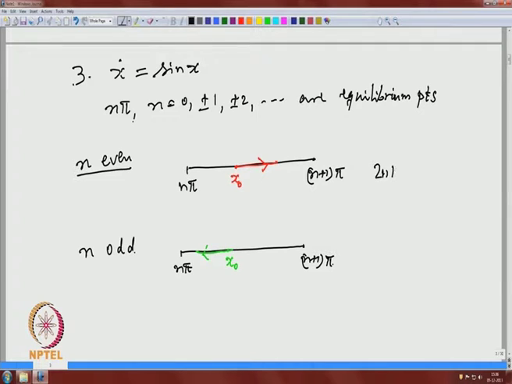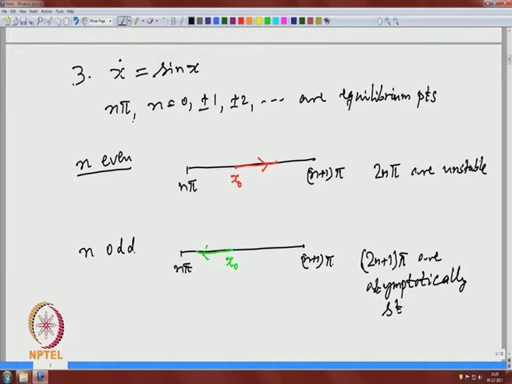Okay. So, you see that when n is even, these 2 n pi are unstable, and 2 n plus 1 pi, so these are all odd multiples of pi, are asymptotically stable. Okay.